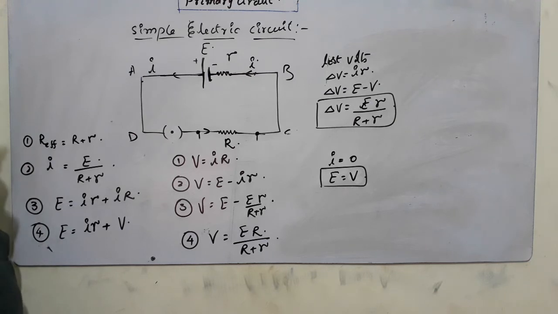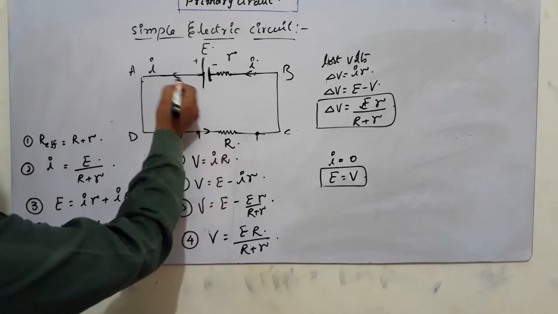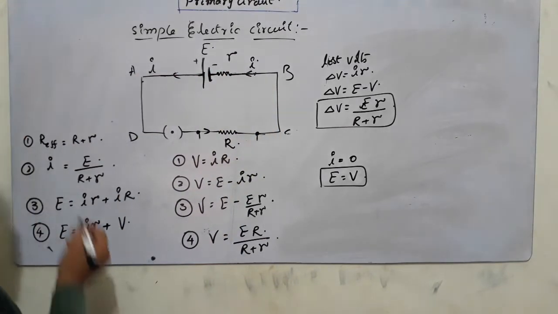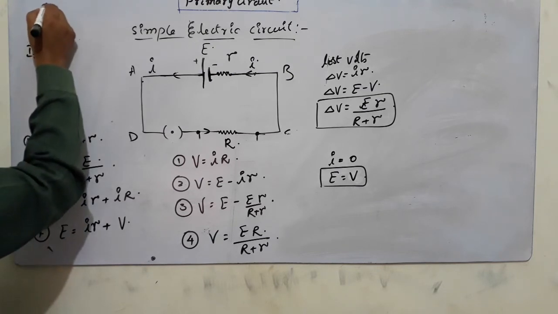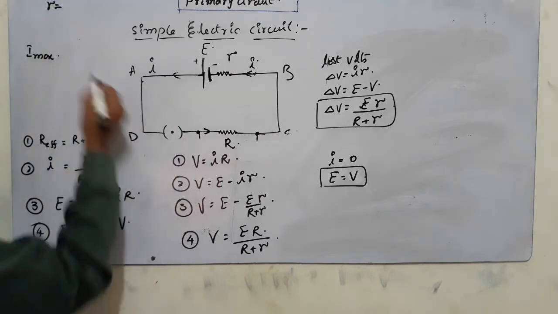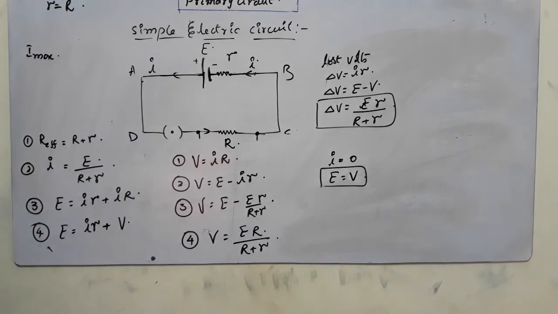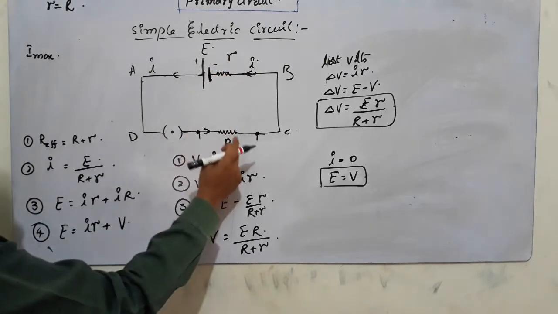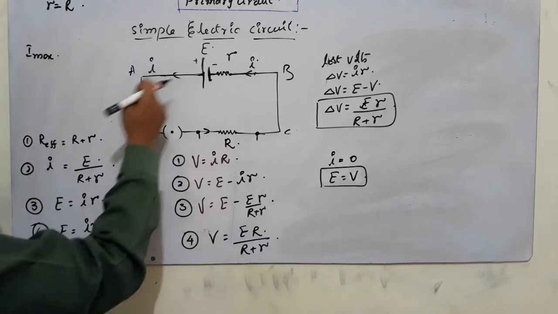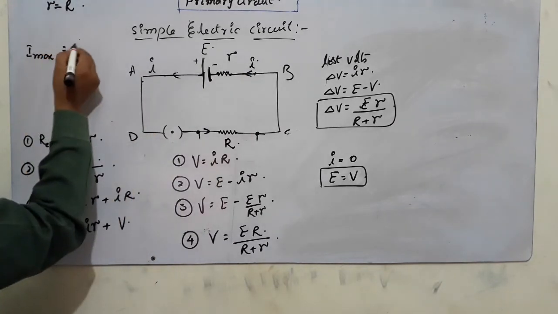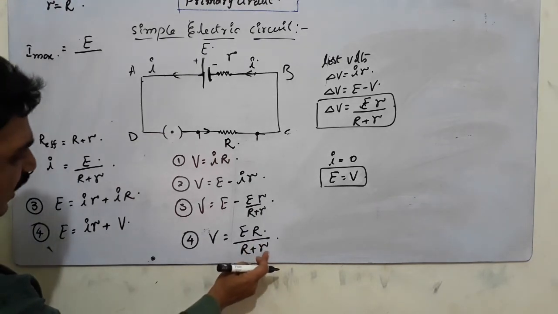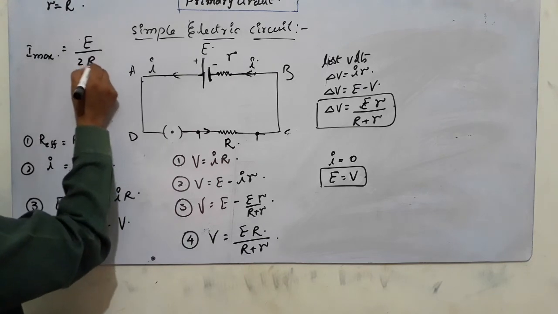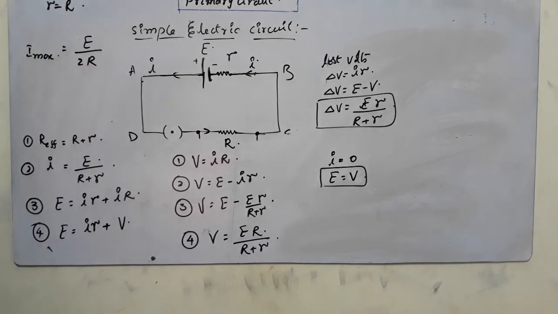Now, I am going to explain you one more important thing. If current in this circuit is maximum, to have maximum current, the total internal resistance of the cell must be equal to the external resistance. If r equal to capital R, then current in the circuit is maximum. Then I maximum is equal to E by R plus r. You can take small r as capital R. Then you can take I maximum is equal to E by 2R.